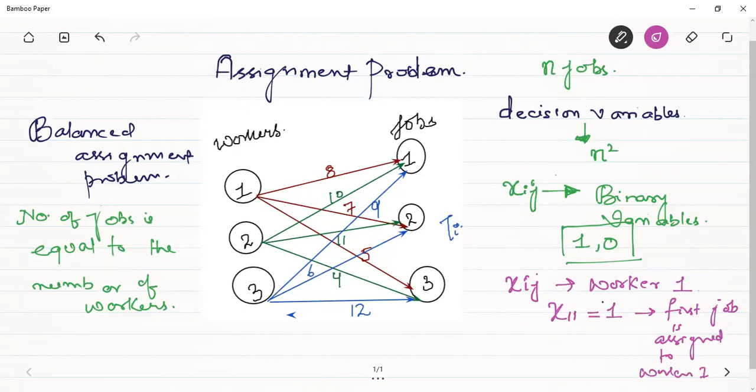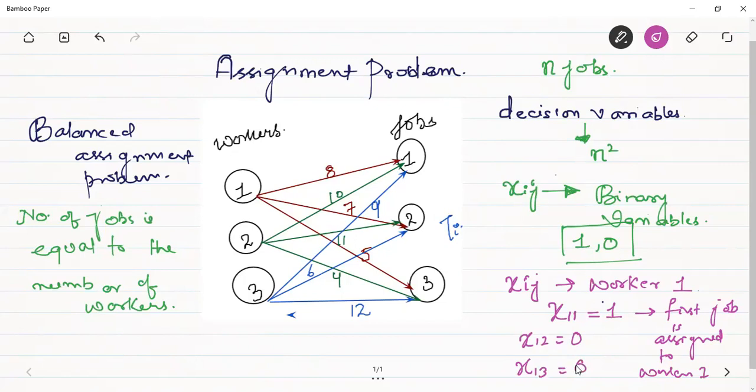And since I told you that we can assign only one job to one worker, therefore, if we are talking about x12, it should be equal to 0, because worker 1 has already been assigned job number 1. If a particular job is assigned to a particular worker, then we say that xij will be equal to 1. The first worker has been assigned the first job, therefore x11 is 1, x12 will be 0, and x13 will be equal to 0 as well, because the first worker has already been assigned job number 1.